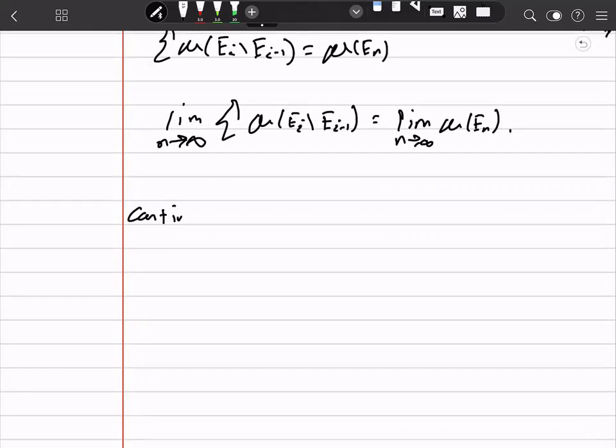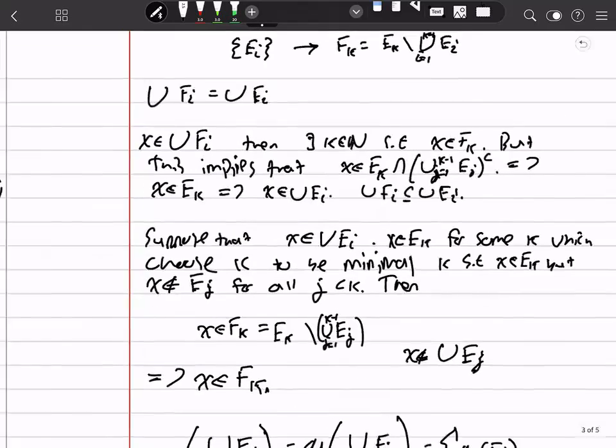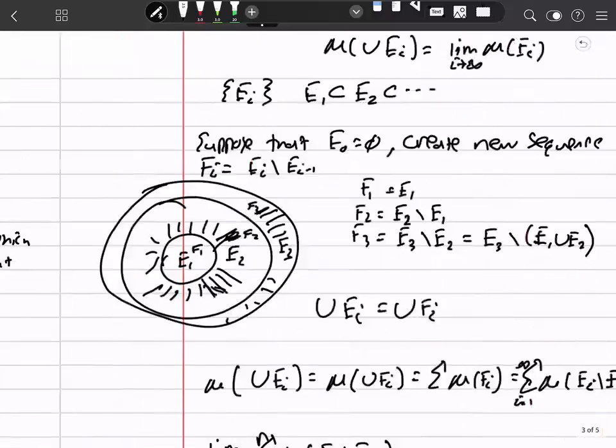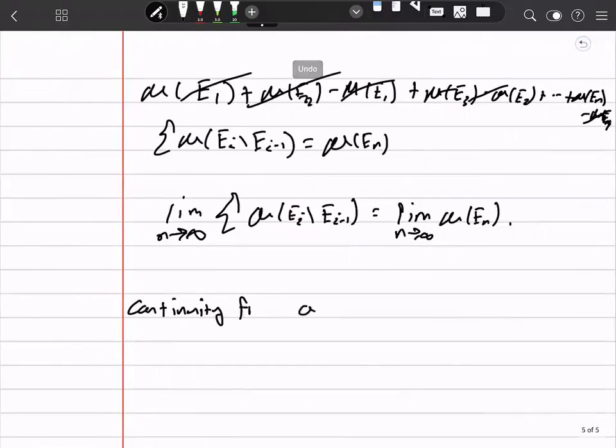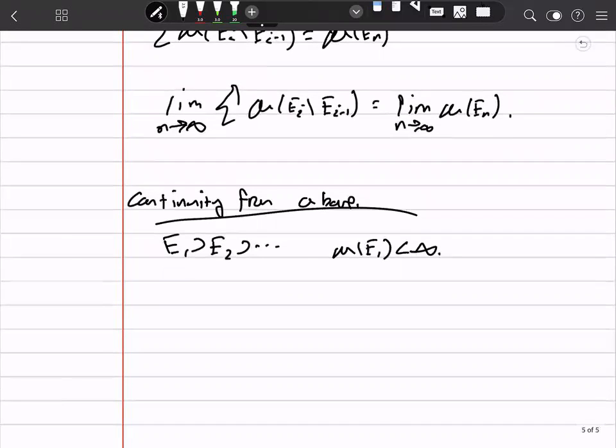continuity from, which ones have we done so far? We want continuity from above. Right, so if we have a sequence E1, E2, where mu of E1 is finite, we want to show that mu of the intersection of E sub I is equal to the limit as I goes to infinity of mu of E sub I.